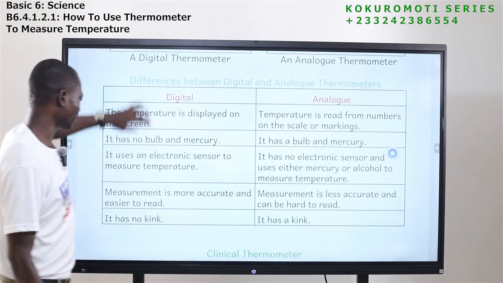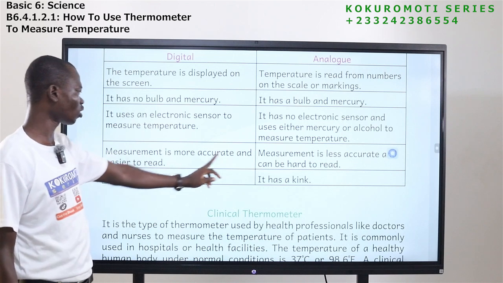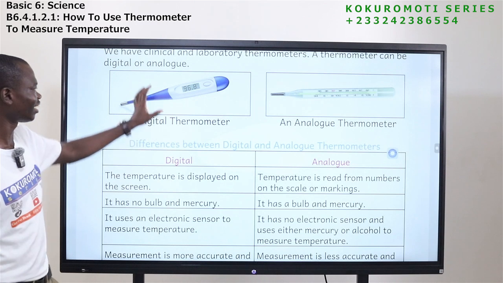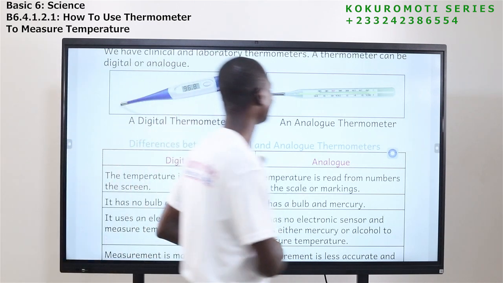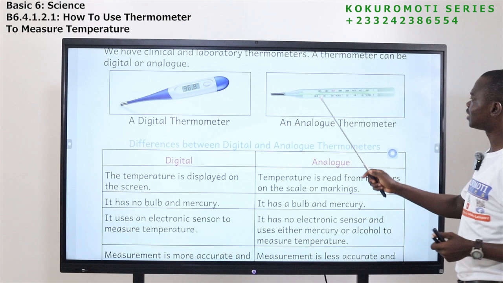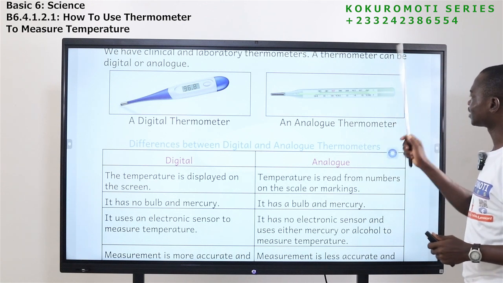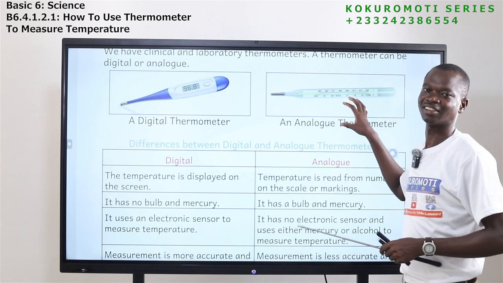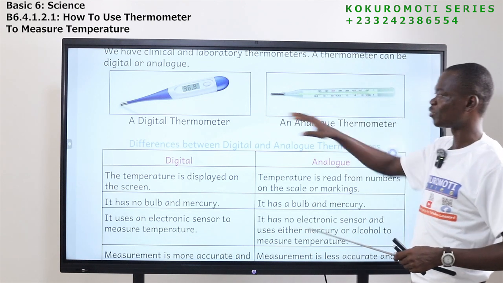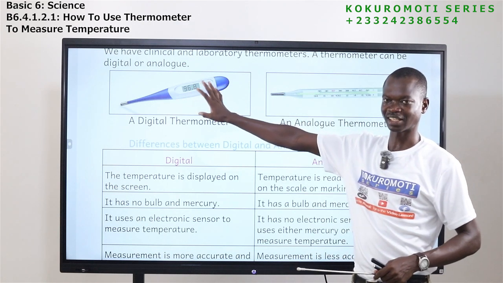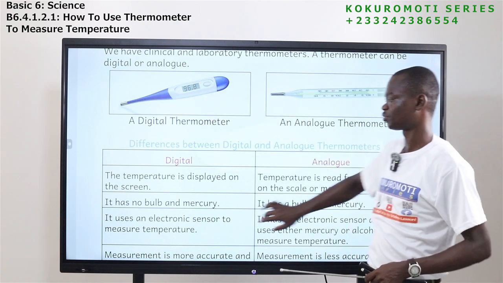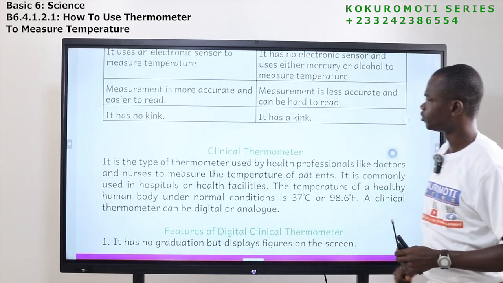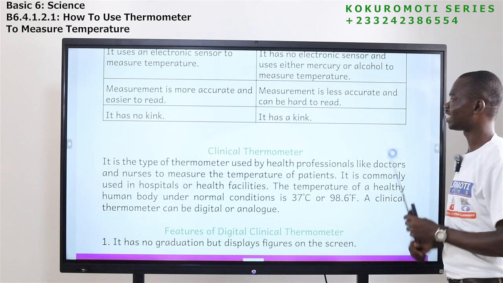Okay. Now let's come to the next one. Measurement is more accurate and easier to read. So if you are to read this, it is easy and you get an accurate measurement. But here you have to count it. Start reading 34, 35, 36, 37, like that. So if you are not good, you will not get accurate results here. But with this one, it gives it to you automatically. After it has finished, it will give it to you. Okay. So we have seen that this one gives an accurate reading, this one gives a less accurate reading.